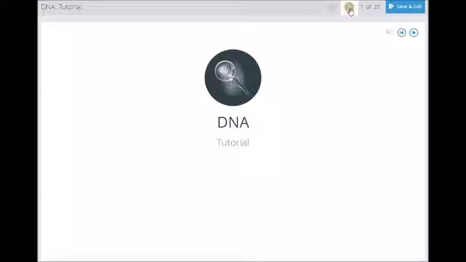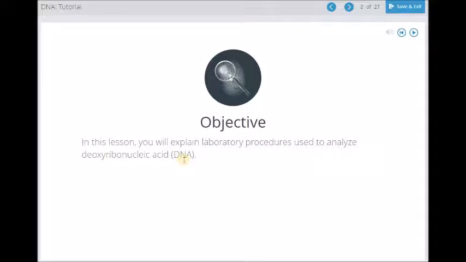All right. So we're going to start here with the DNA tutorial. Let's take a look at the objective. In this lesson, you're going to explain laboratory procedures used to analyze deoxyribonucleic acid. Great big word. Deoxyribonucleic acid. I want to just go ahead and cover something in here.